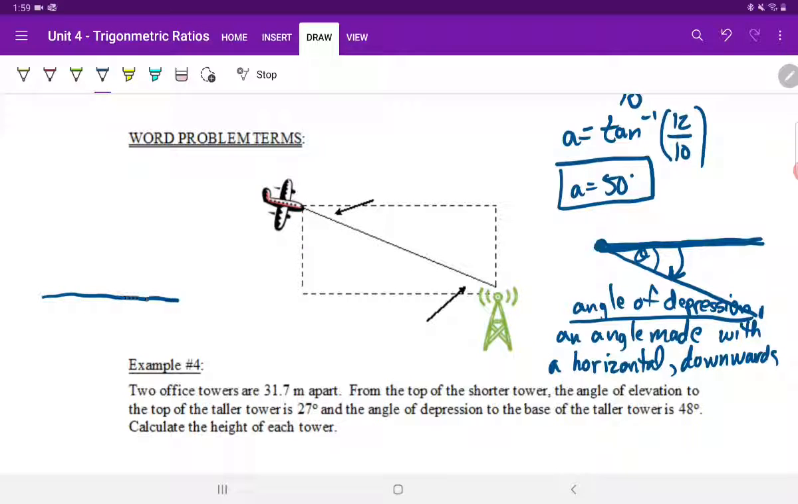Angle of elevation, okay, imagine your eyes being here now and you're looking up at an object here. So it is an angle, so this is angle of elevation.